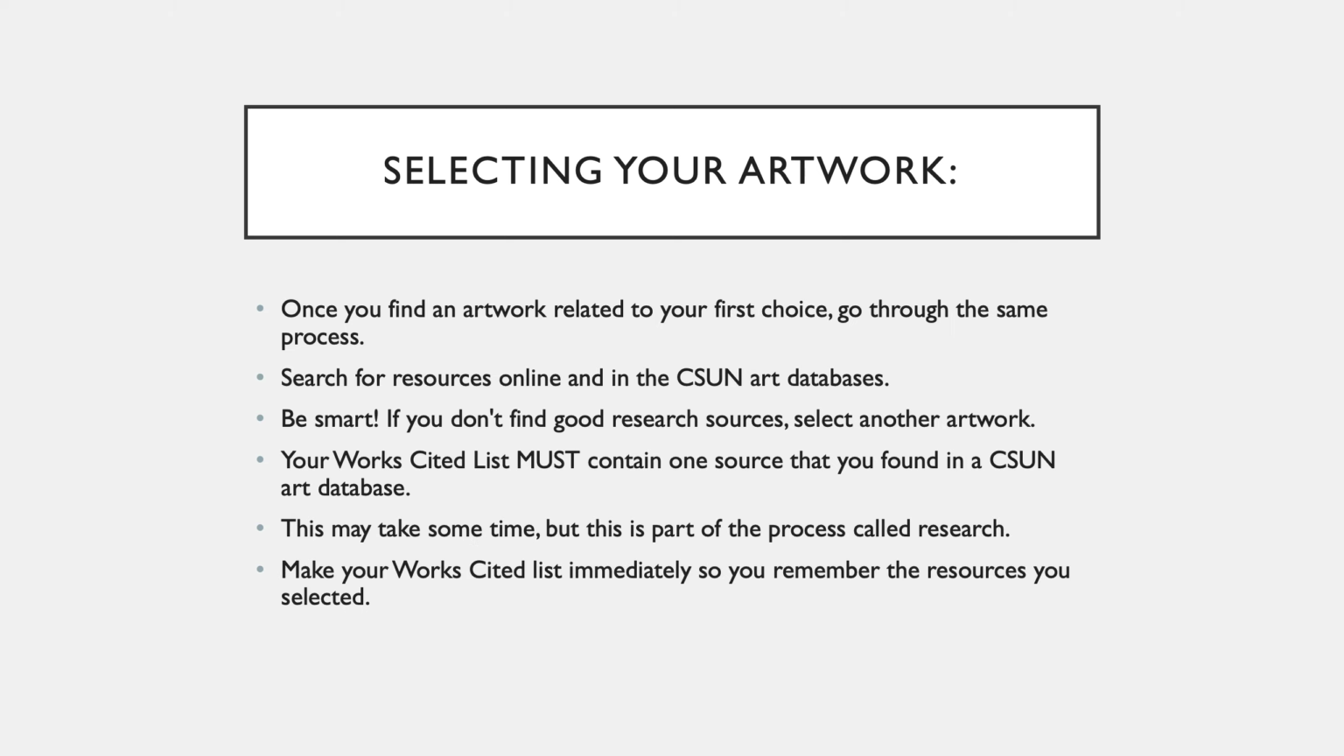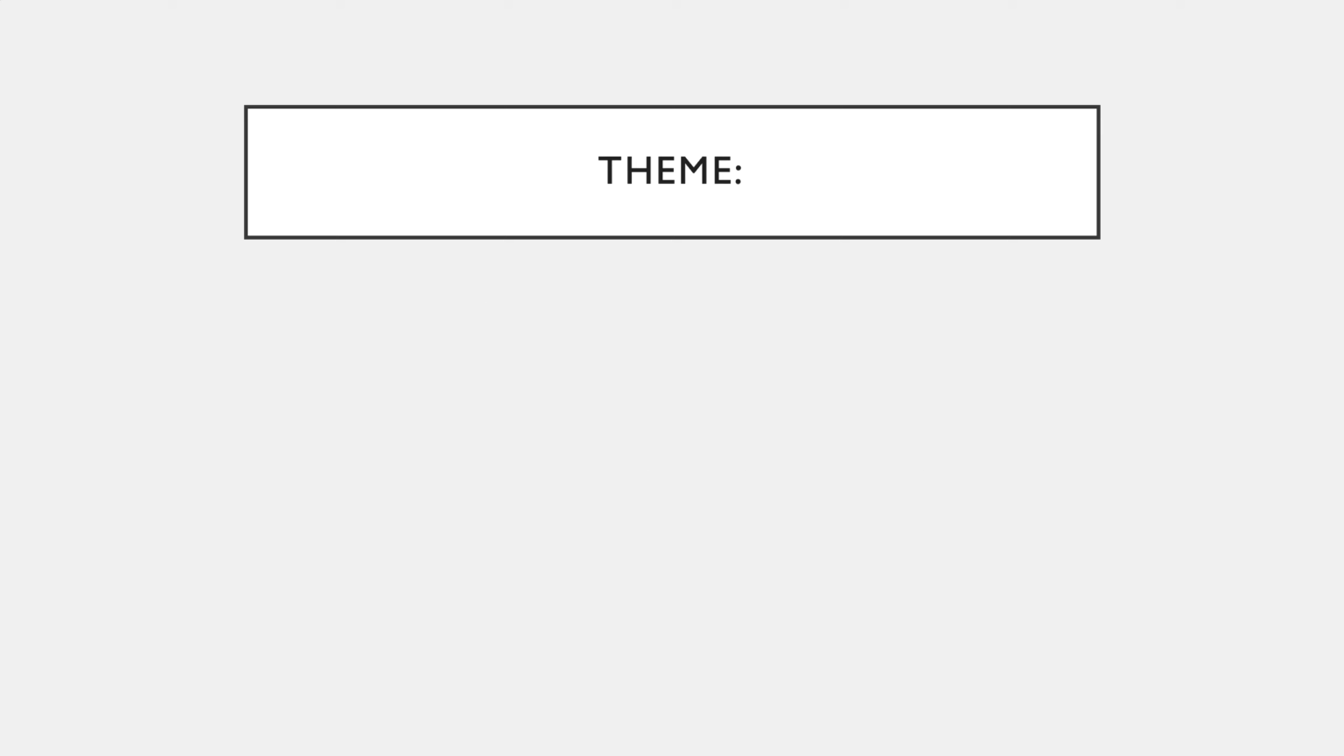Make your works cited list immediately so you remember the resources that you selected. If you've done this preliminary research, just cut and paste the URLs, put them on a document on Google Docs or on Word, and it will be there when you start writing your paper. You don't have to start all over again.